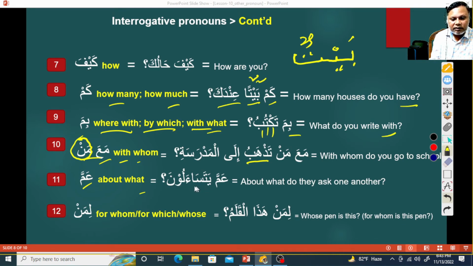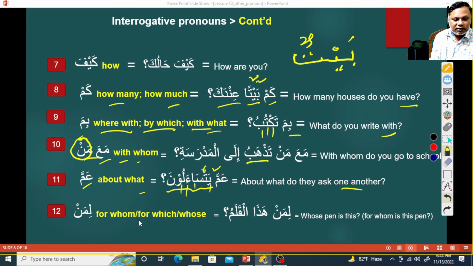Now amma yatasa'aluna. Yatasa'aluna is a verb. The main root letters are sin, hamza, and lam. Sa'ala. From sa'ala, the extra letter ta has been added. It becomes tasa'ala, and then it is made plural, tasa'aluna, and then it is made present tense by adding ya. Yatasa'aluna. Amma yatasa'aluna. About what do you ask one another? Sa'ala means ask.